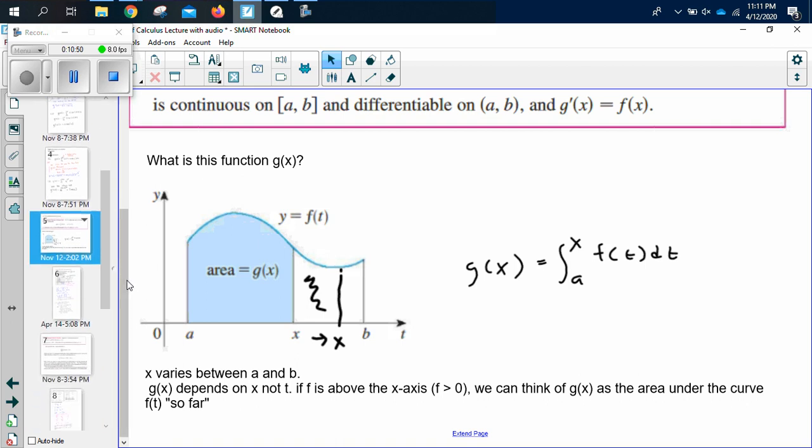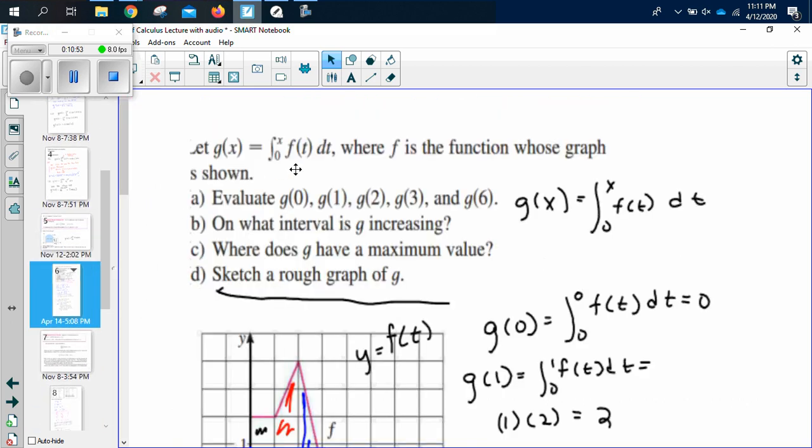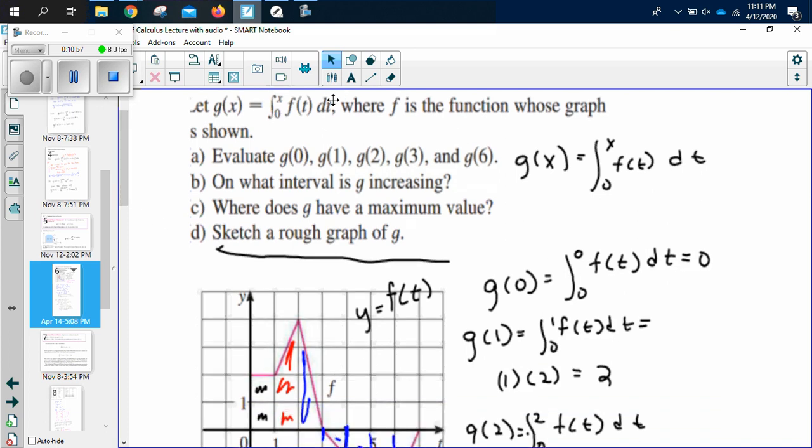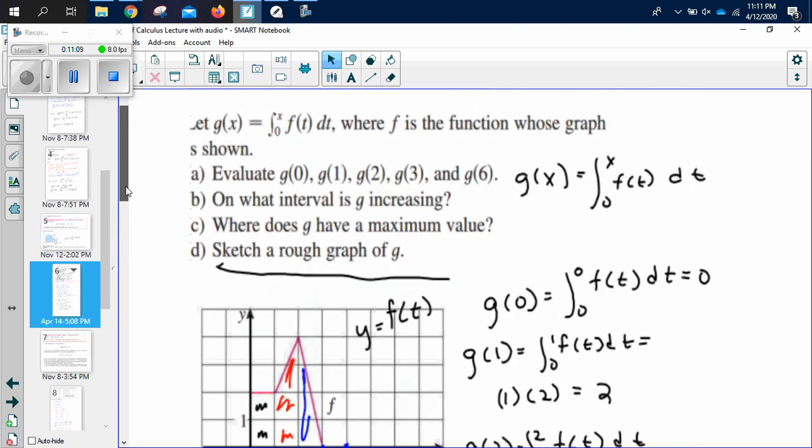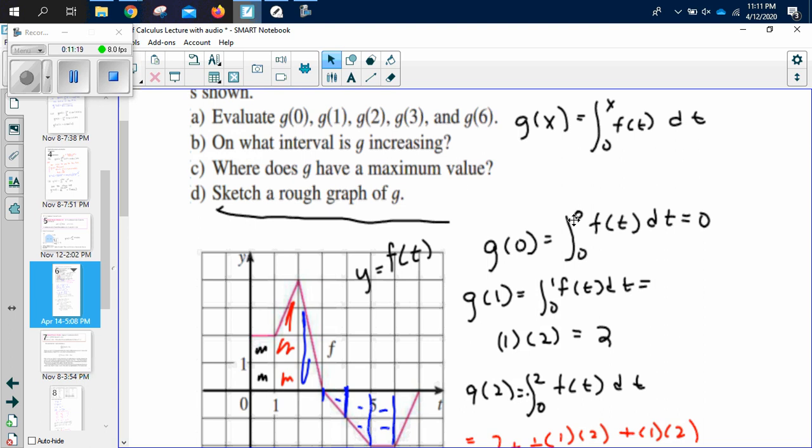So let's look at an example using that. So let's let g of x be this integral, where f is the function whose graph is shown. So this graph in pink is f of t. And then we want to evaluate g, and g is the area under the curve so far at different values of x. So now g of 0 would be the integral from 0 to 0, which would just be 0. Now g of 1 would be the integral from 0 to 1 of f of t dt. So really, it's from 0 to 1, it's this area which is made up of a rectangle with base 1 and height 2.